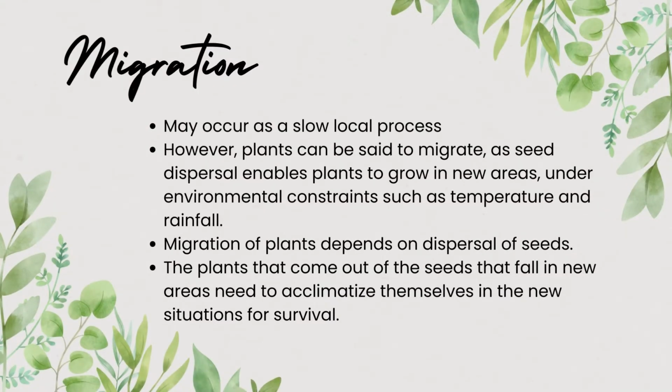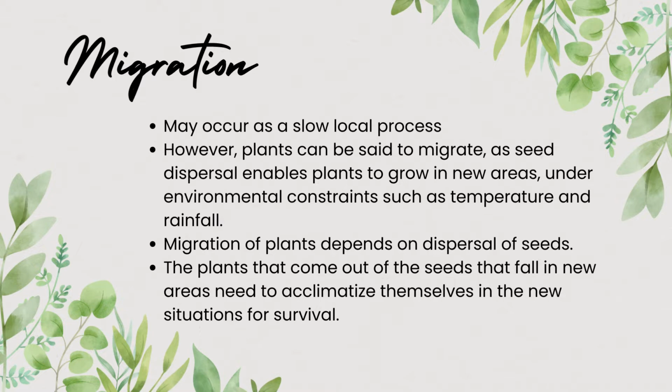Migration. Migration of plant species can occur as a slow local process whereby a species migrates in short steps, or as a rapid process mediated by long distance dispersal events or jumps. However, plants can be said to migrate as seed dispersal enables plants to grow in new areas under environmental constraints such as temperature and rainfall. When those constraints change, the border of a plant species' distribution may move, so the plant may be said to migrate, as for example in forest migration.